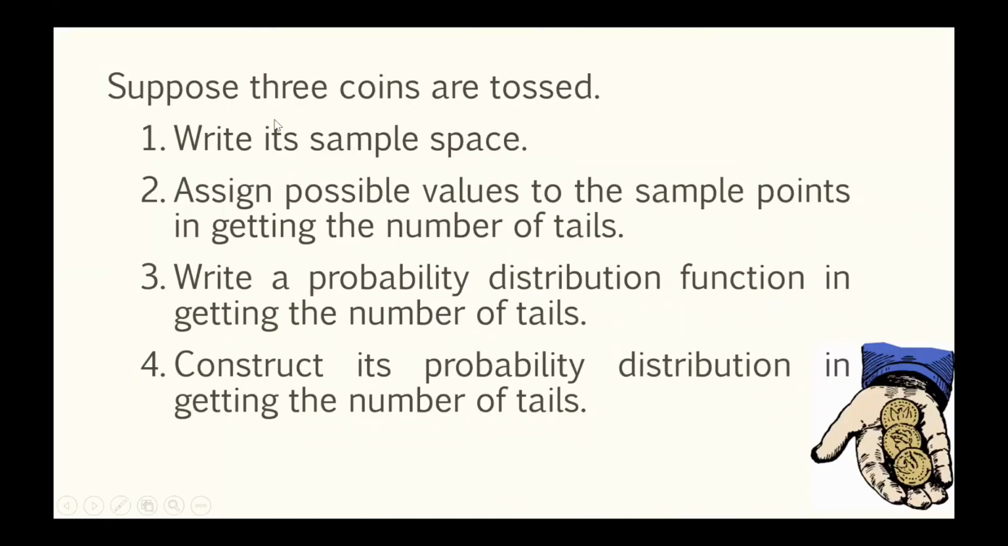Let's have another example. Suppose 3 coins are tossed. Number 1, we're going to write its sample space. Number 2, assign possible values to the sample points in getting the number of tails. Number 3, write a probability distribution function in getting the number of tails. And number 4, construct its probability distribution in getting the number of tails.